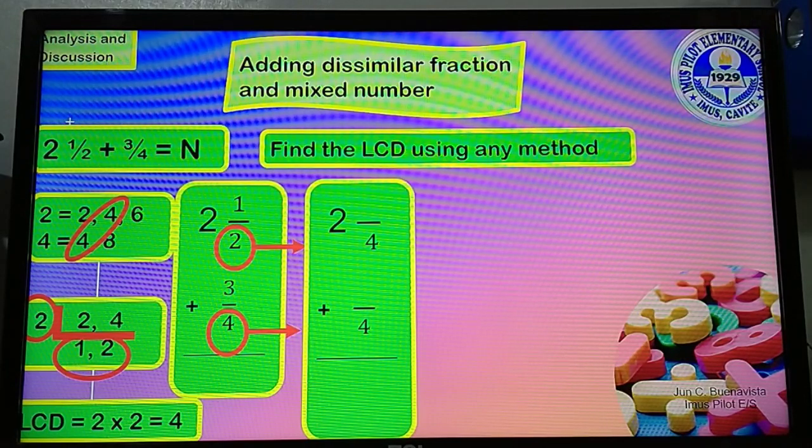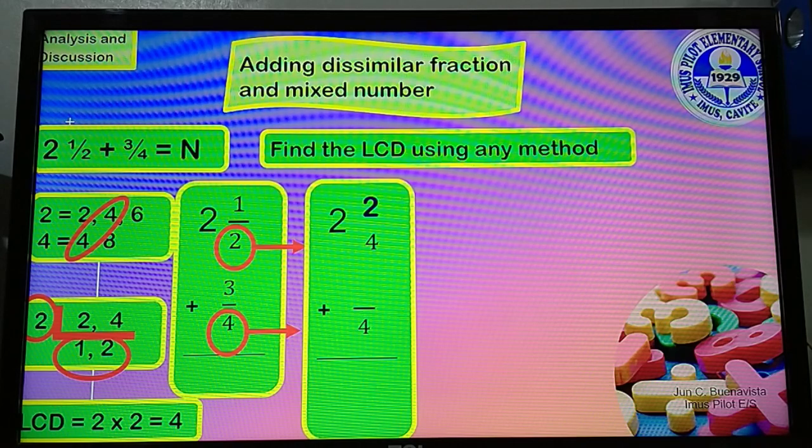Now, what are we going to do with the LCD? We are going to divide it by the denominators of 1/2 and 3/4. So, 4 divided by 2 equals 2. Then, we're going to multiply it by the numerator, which is 1. 2 times 1 equals 2. So we put now our denominator, and 2 1/2 now equals 2 2/4. They are equal. We only changed it to a similar fraction.